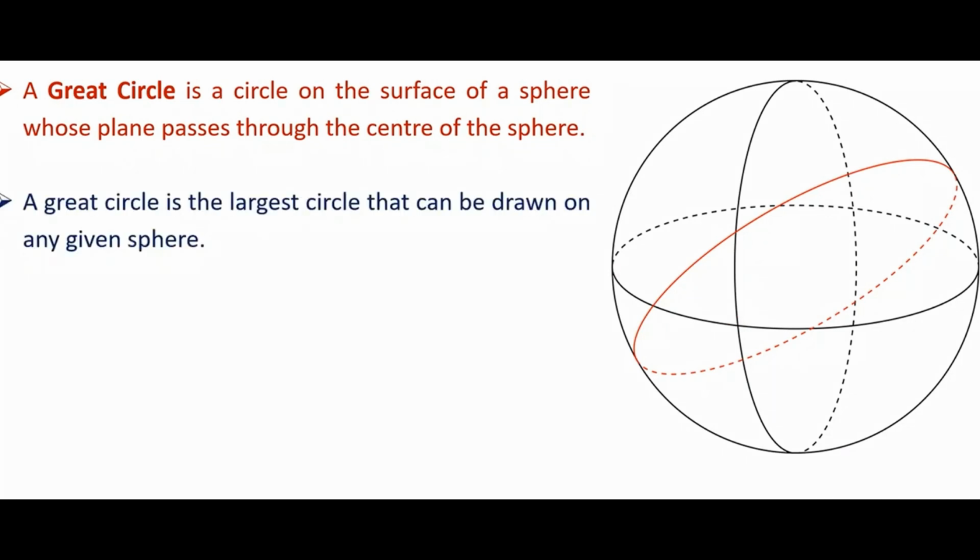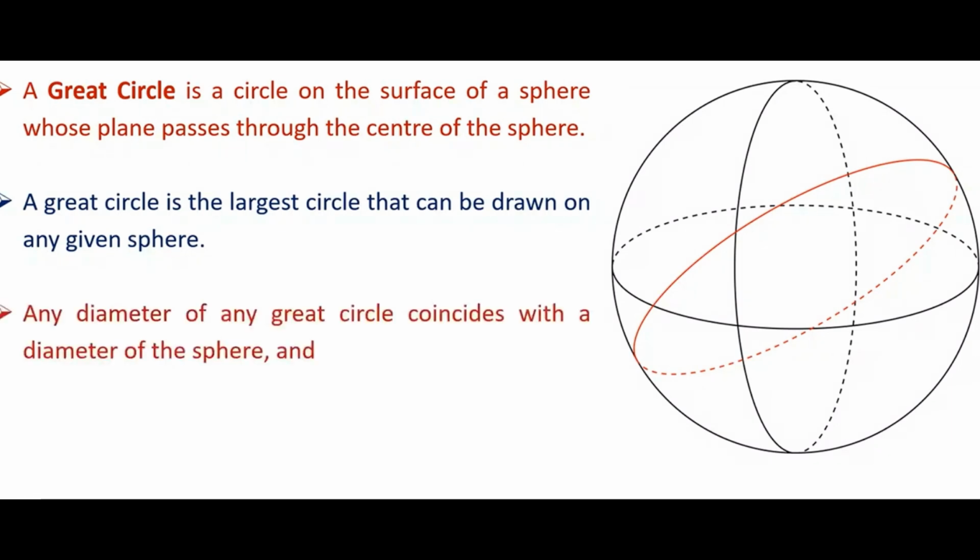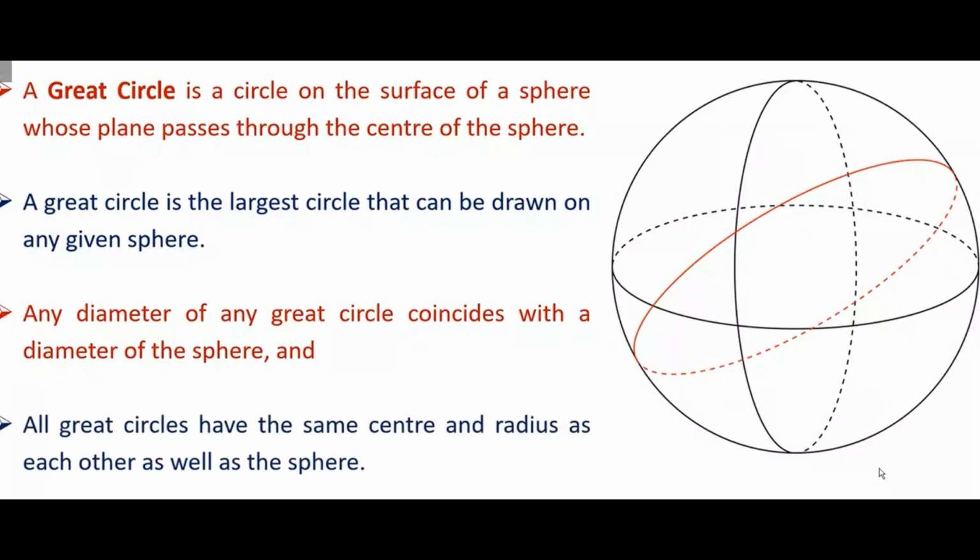A great circle is the largest circle that can be drawn on any sphere, which means the radius of the great circle is the largest possible for any circle that can be drawn on the surface of the sphere. Any diameter of any great circle coincides with one of the diameters of the sphere. All great circles have the same center and radius as each other, as well as that of the sphere. So that means the radius and center of every great circle is the same as the radius and the center of the sphere.